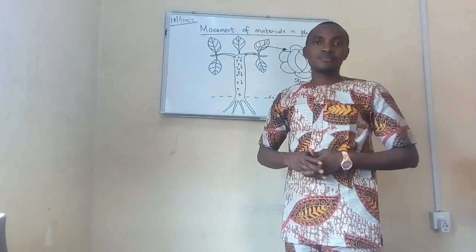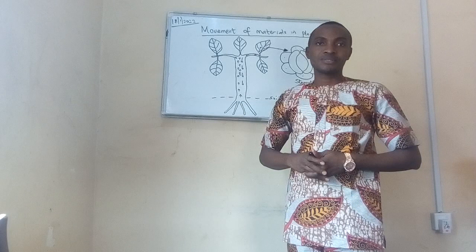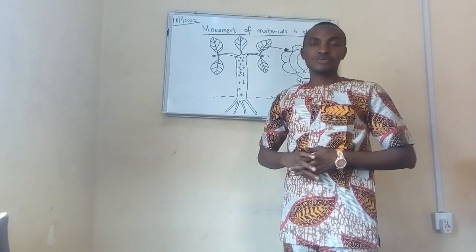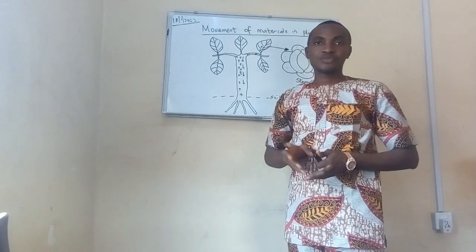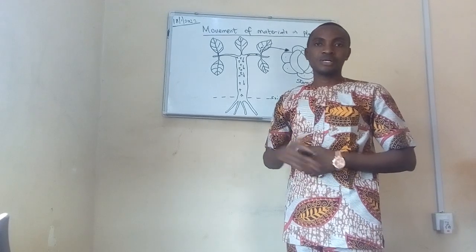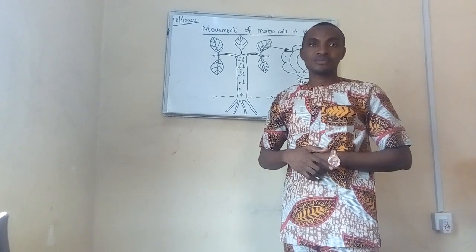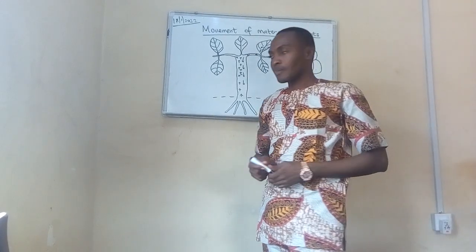While water and mineral salts move from the root level through the stem to the branches, then to the leaves. So let's look at what I'm trying to say.